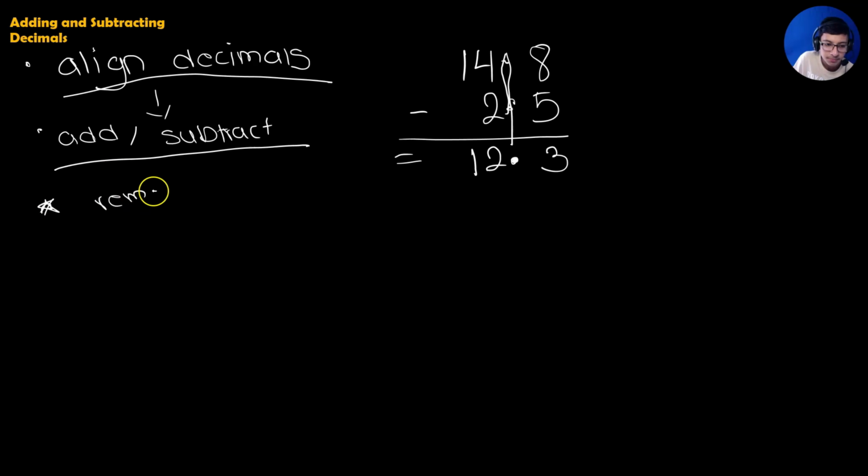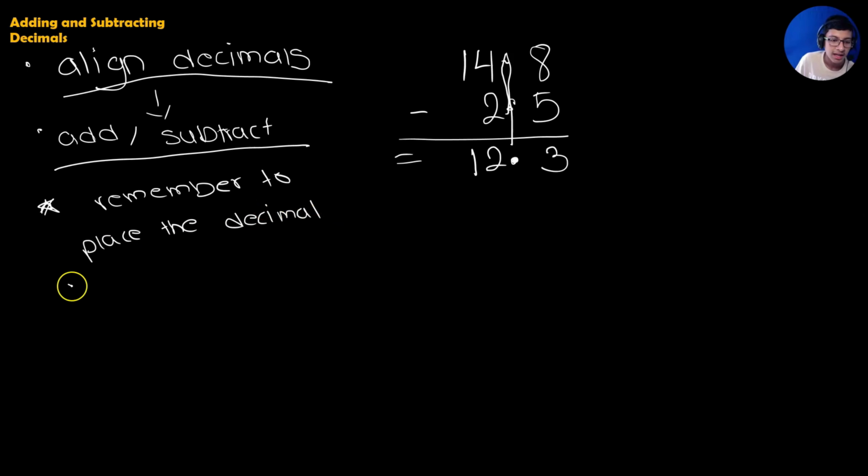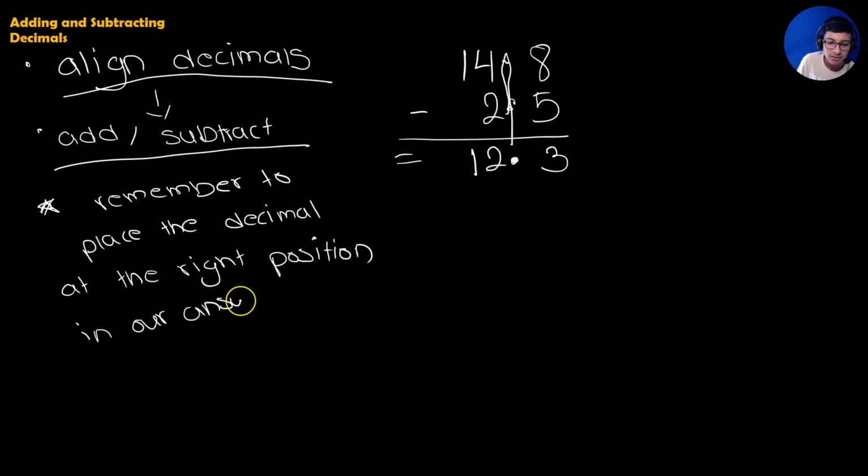We remember to place the decimal point at the right position in our answer. So here we have 1 decimal place, 1 decimal place. So we would put the decimal point after 1. So it would move and go right there. So our answer is 12.3.